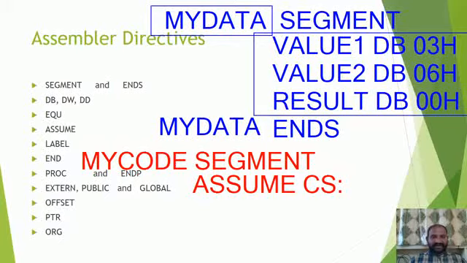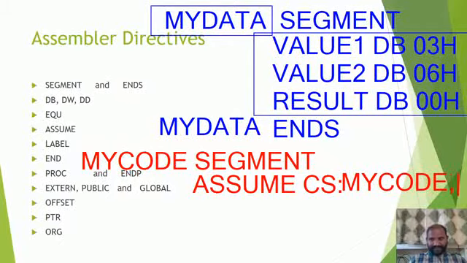I assign the name, that is the label name, which is my code. So my code is a label name assigned to one logical segment, and I am treating that logical segment as a code segment. I explicitly mention that by writing my code, comma. You are supposed to mention the data segment also now, because your program depends on the data also.